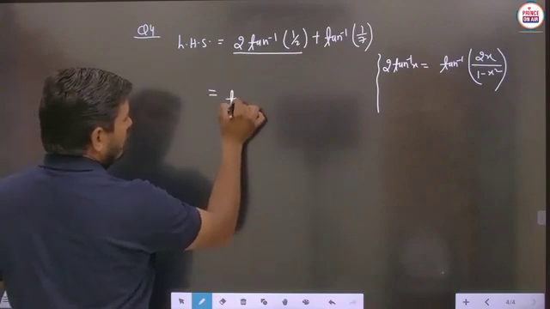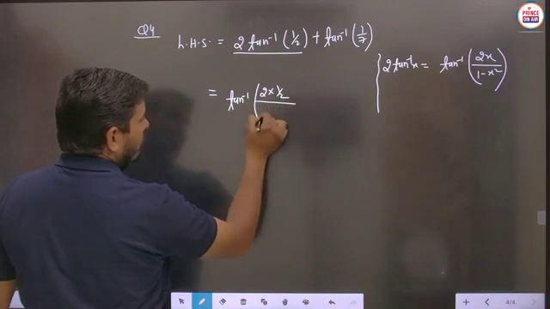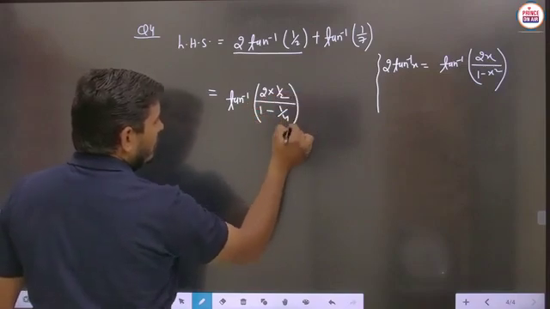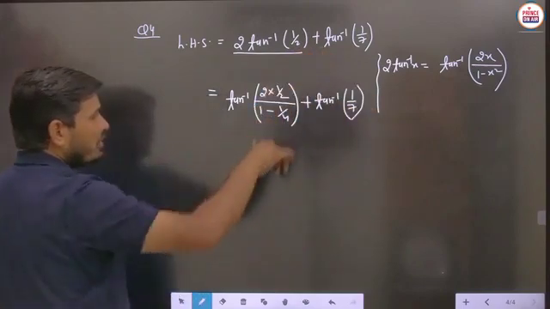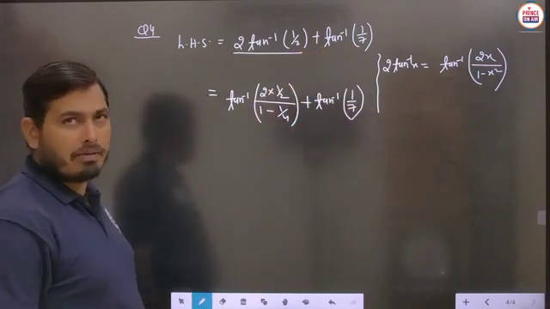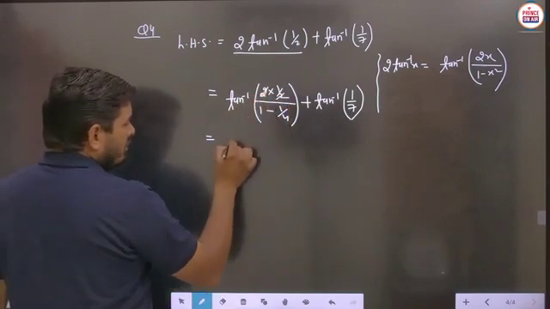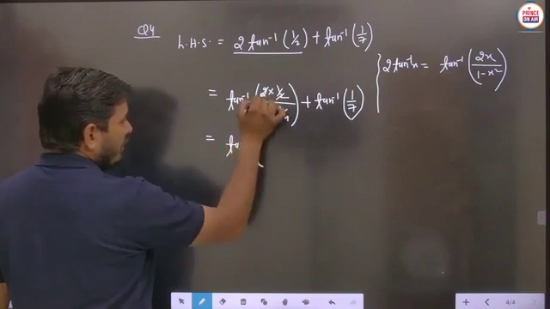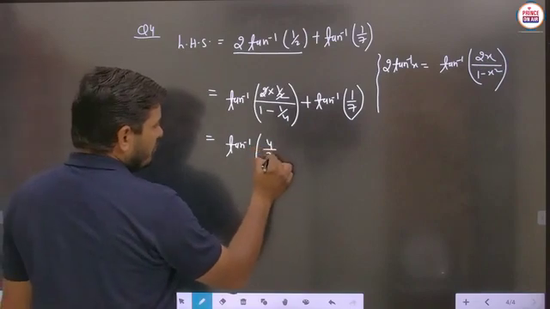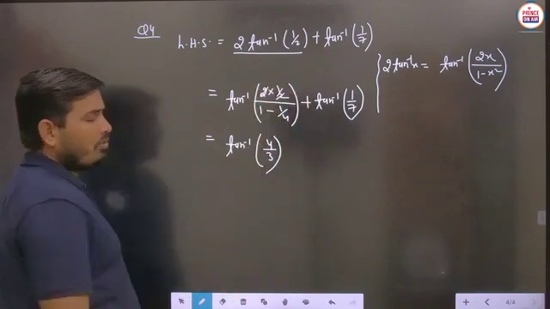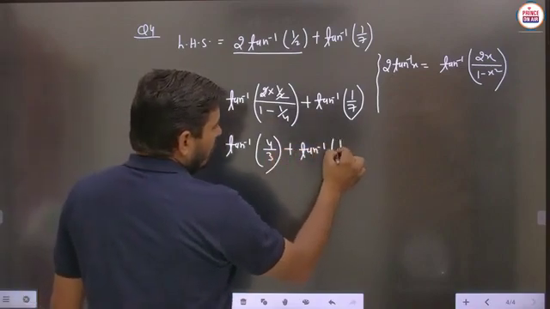Then definitely you can write here tan inverse of 2x, where x is 1 by 2, upon 1 minus x square, that is 1 by 4. And this tan inverse of 1 by 7 we will write as it is here. No change is to be there in this particular part. So here this will get cancelled out. Here you can simplify: it should be 1 minus 1 by 4, that is 3 by 4. So finally we can write this part as 4 by 3, because this 4 will go in the numerator. Next we write here tan inverse of 1 by 7.